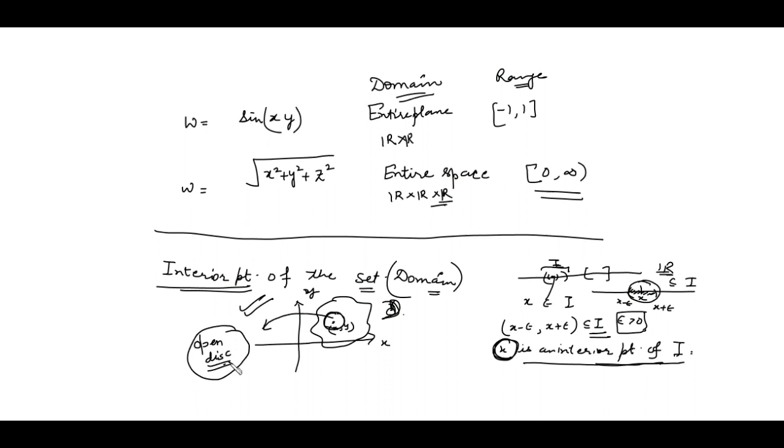If this open disk is completely contained in the domain set, then this point (x, y) is said to be an interior point of the set, right? So when is this point said to be an interior point? If we consider any open disk around this point and it is completely lying in the domain, then this point will become an interior point of that set, right?